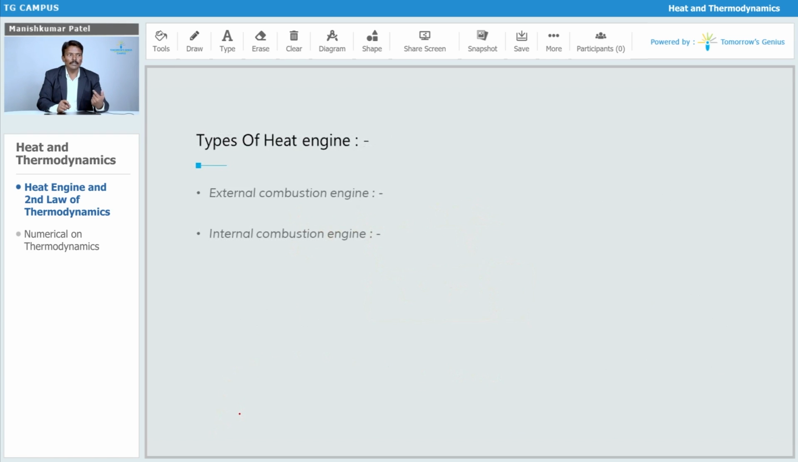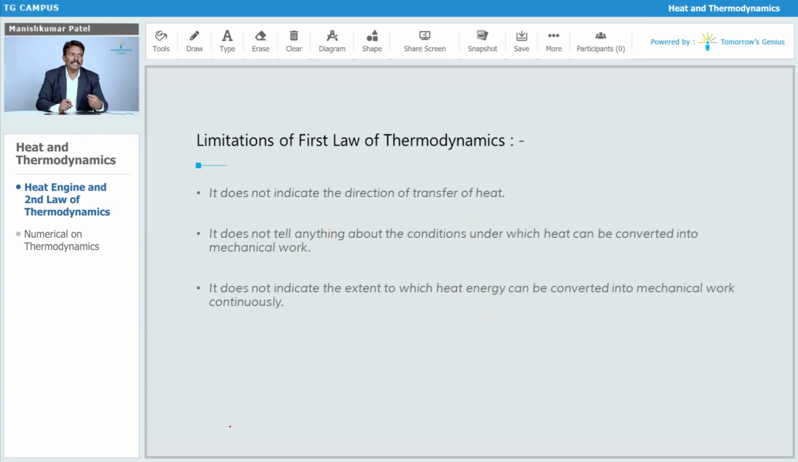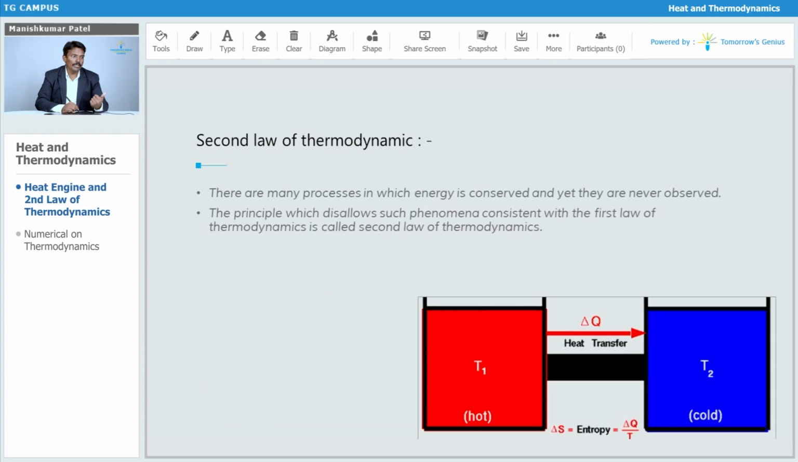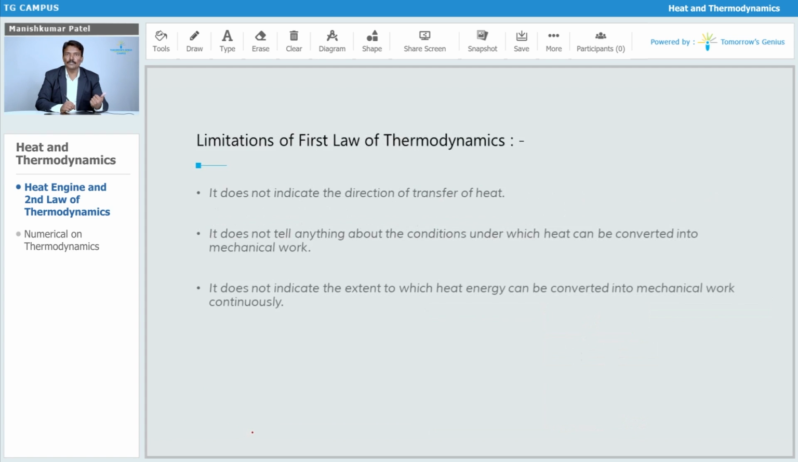You might have heard of the different types of heat engine: one is the external combustion engine, another is the internal combustion engine. Basically, there are a few limitations of the first law of thermodynamics. It doesn't indicate the direction of transfer of heat. It doesn't tell anything about the conditions under which heat can be converted into mechanical work. And it doesn't indicate the extent to which heat energy can be converted into mechanical work continuously.